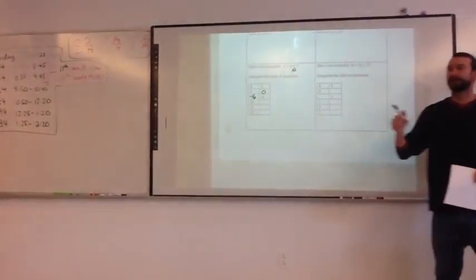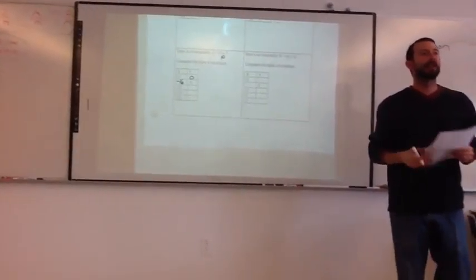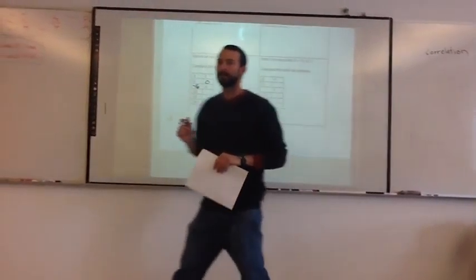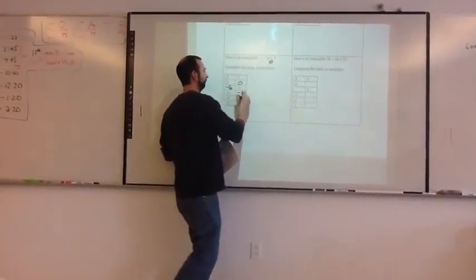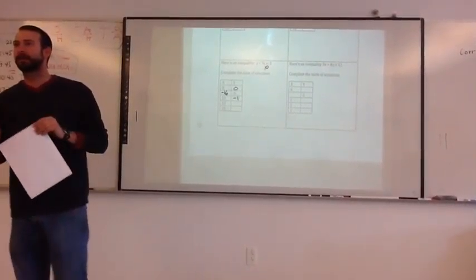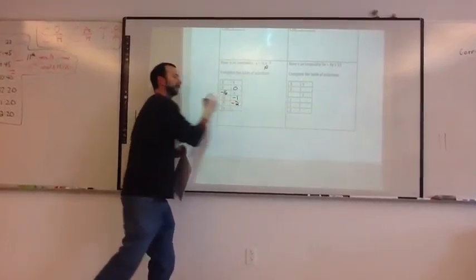Negative 0.5. Can you tell me a number smaller than negative 0.5? Negative 0.25? Negative 1. Can you tell me another number that's smaller than negative a half? Negative 2. Let's go for one more.